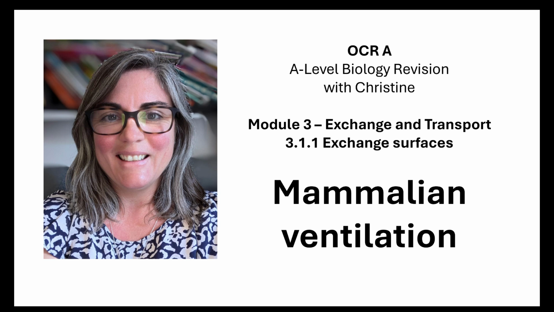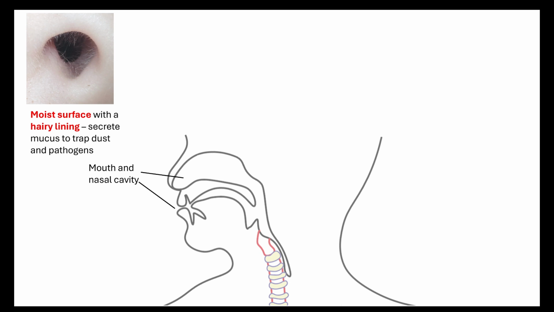So today's lesson I'm going to look at mammalian ventilation. To start us off then, we need to think about how air actually gets into our lungs. We start with our mouth and our nasal cavity. Now, our mouth and nasal cavity are a moist surface with a hairy lining.